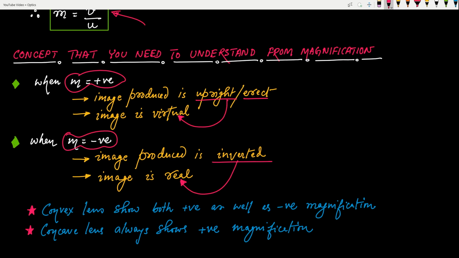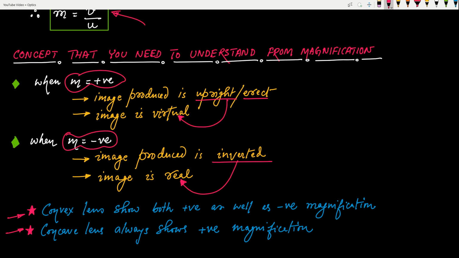Again, when M is positive, the first thing that should come up is that the image produced is upright. And since the image produced is upright, the image has to be virtual. Second case, when M is negative, the first thing that should come up to your mind is that image produced is inverted. And if the image is inverted, then the image has to be real. Now the last two points are very important. These points should be engraved in your brain. You should never forget this. This is very important. Now convex lens show both positive as well as negative magnification. Why? Because we know that convex lens produce both virtual as well as real image. It can produce both.